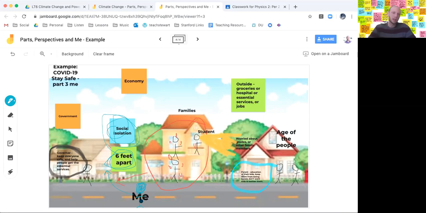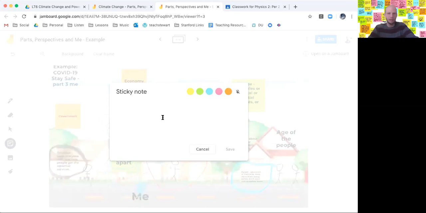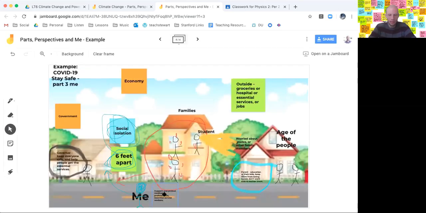I also think a lot, I spend a lot of time making a lot of considerations. I think about how can I support and protect medical professionals and essential service workers? Misspelled that, so I'm going to adjust the spelling. So that's a consideration that I make a lot.